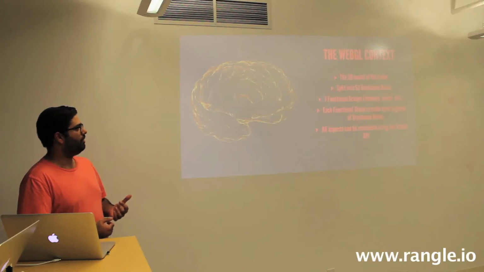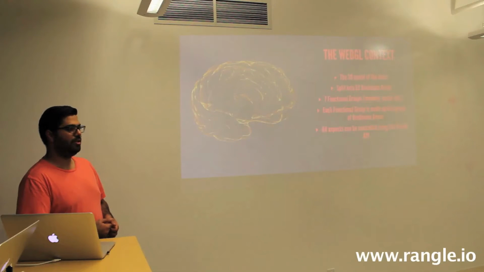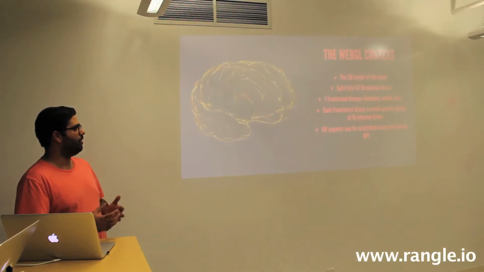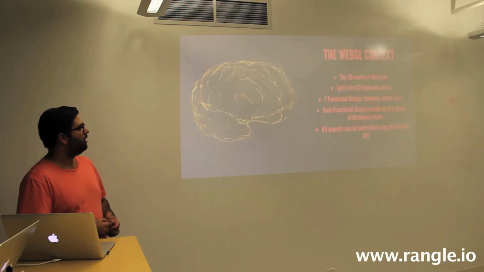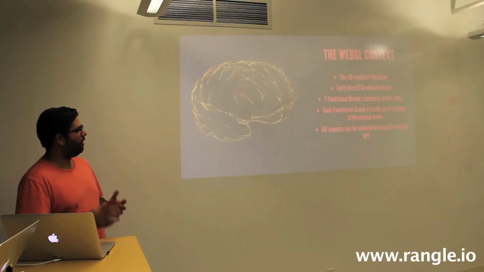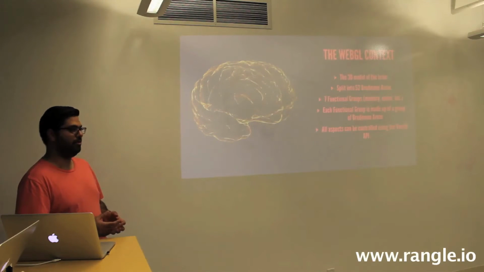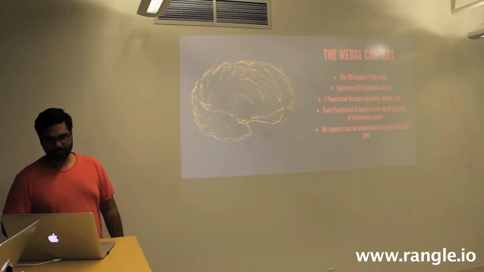The model was split up into 52 Brodmann areas, and these Brodmann areas grouped together to form the 7 functional groups. It's kind of like memory, motor, etc. And then all of these things are controlled by the Wrangle API.